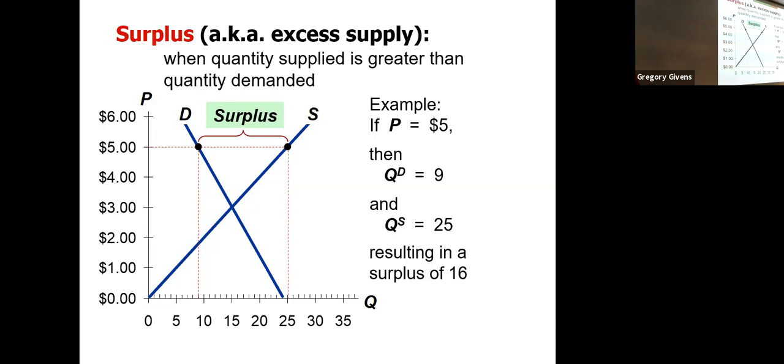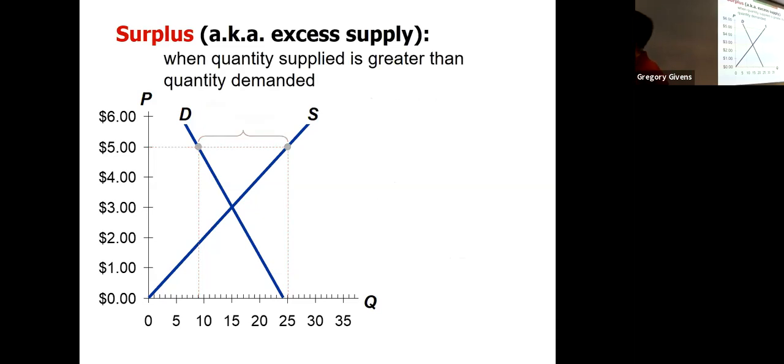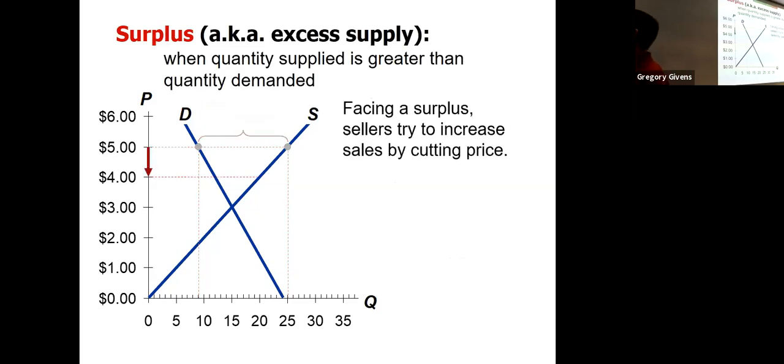We have sellers, a lot of them, competing over scarce buyers on the margin, right? That's going to give firms an incentive to try to lower their price. And when they do, let's say they lower their price to $4, that's going to cause quantity supplied to fall because of the law of supply. It's going to cause quantity demanded to rise because of the law of demand.